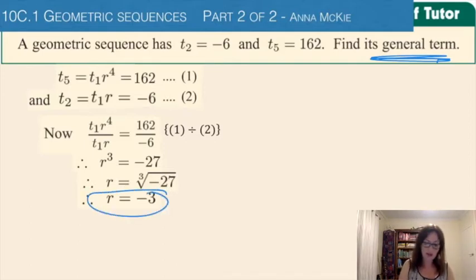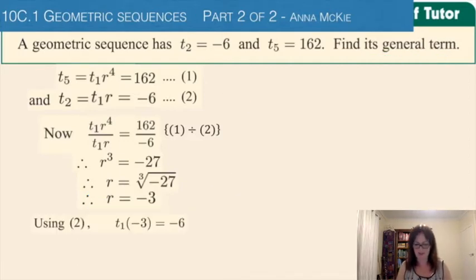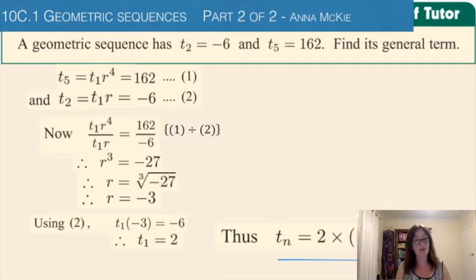So the technique is to take that r and substitute it back into either equation. Pick the simplest one. So pick term 2 because there's no power of r there. So this came from T1 r is equal to negative 6. And now we're solving for T1, which is 2. Go back and answer the question. Find the general term. So you must substitute those numbers back in to get the full answer. And there's our general term.